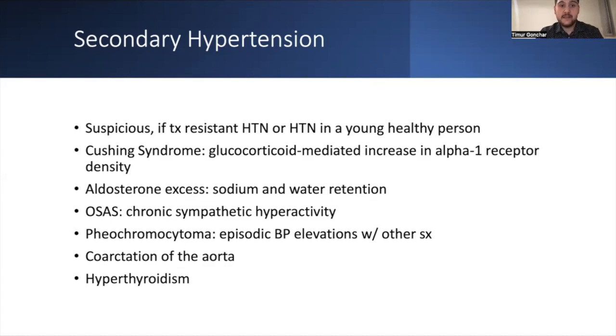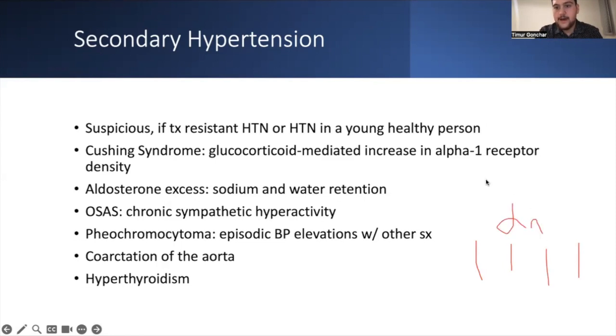The first one is the Cushing syndrome, including Cushing disease, which is, as we all know, the state of elevated cortisol in our body. One of the functions of cortisol, which is a stress hormone, is to increase the density of alpha-1 receptors in our blood vessels. Let me show you that. So basically, we just have much more alpha-1 receptors.